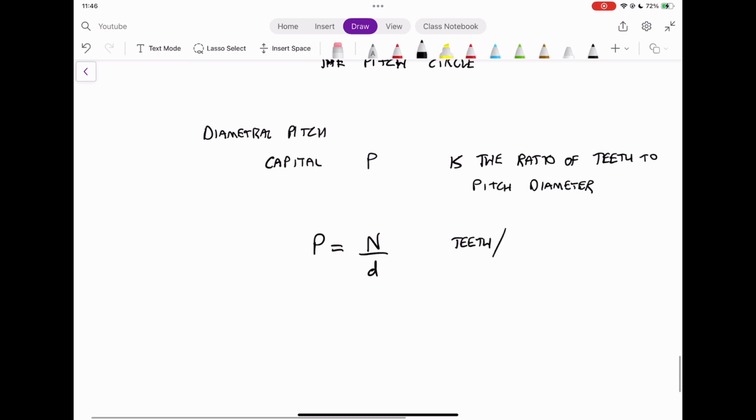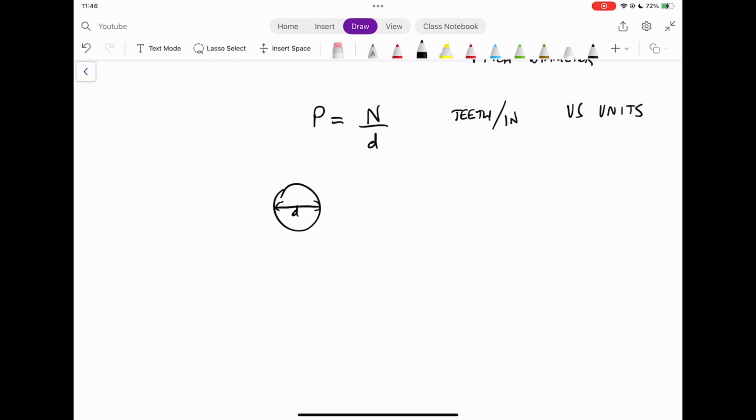And diametral pitch is a very, very important metric that we're going to be using throughout, and it's a metric that gear designers use all the time. And I'm just showing the diameter of the pitch circle so that we don't get confused.